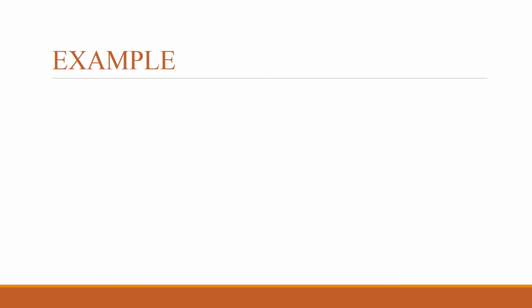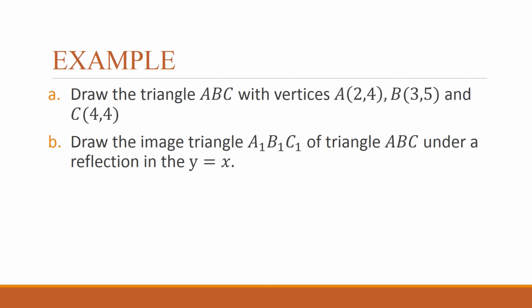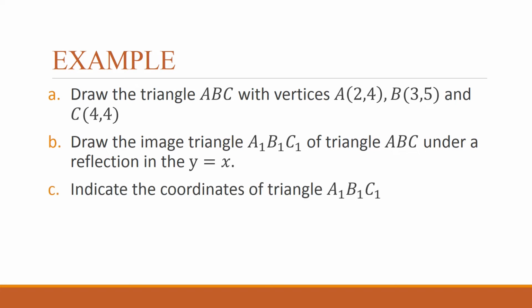Now let's look at an example. In this example, we have to draw the triangle ABC with vertices A, which is (2, 4), B, which is (3, 5), and C, (4, 4). And also, we have to draw the image triangle A1, B1, C1 of triangle ABC under a reflection in the line y equals x. Then lastly, we have to indicate the coordinates of the triangle A1, B1, C1.